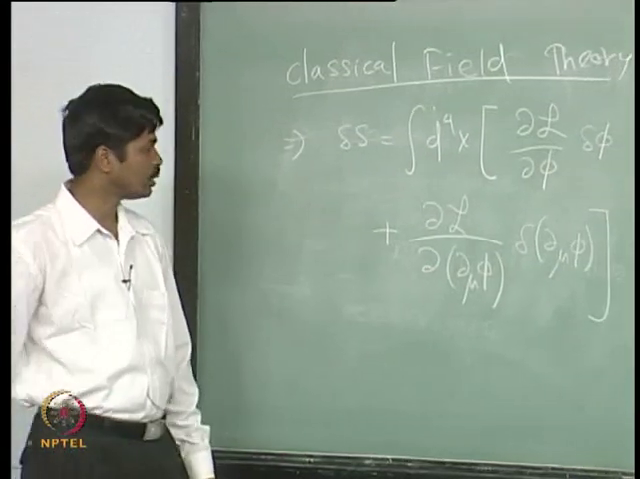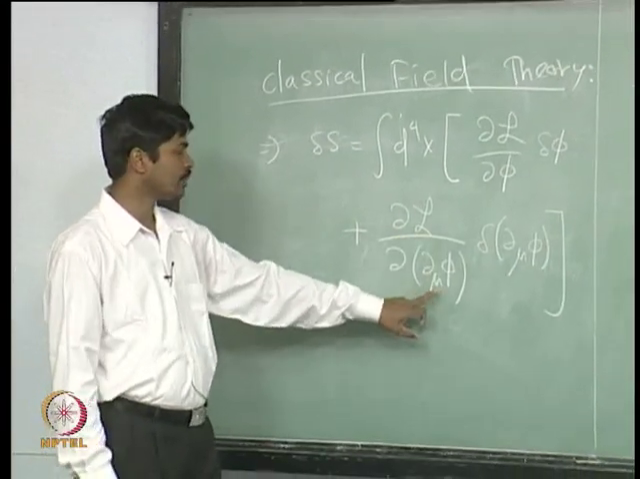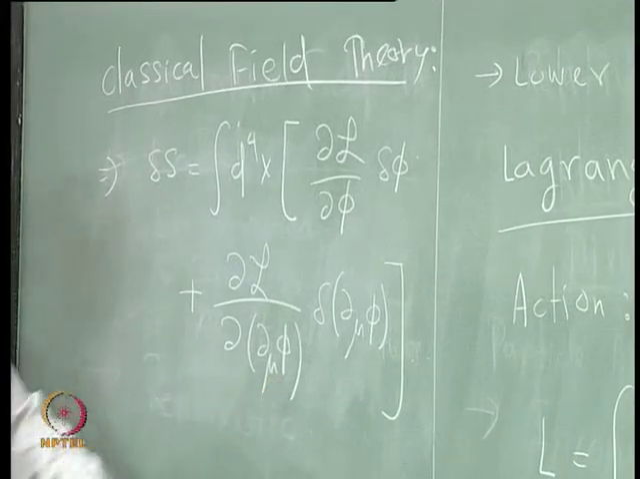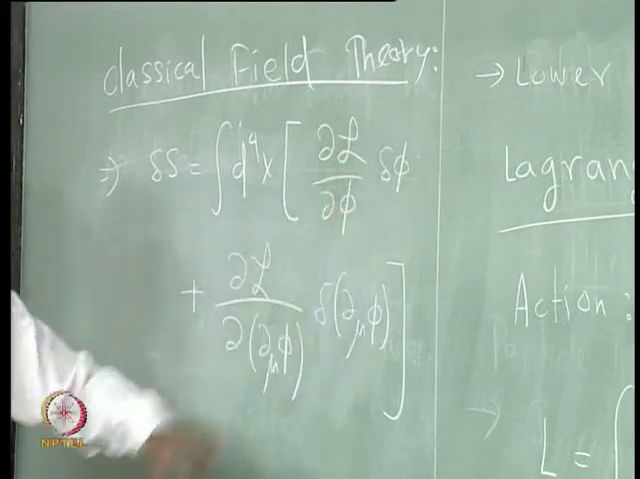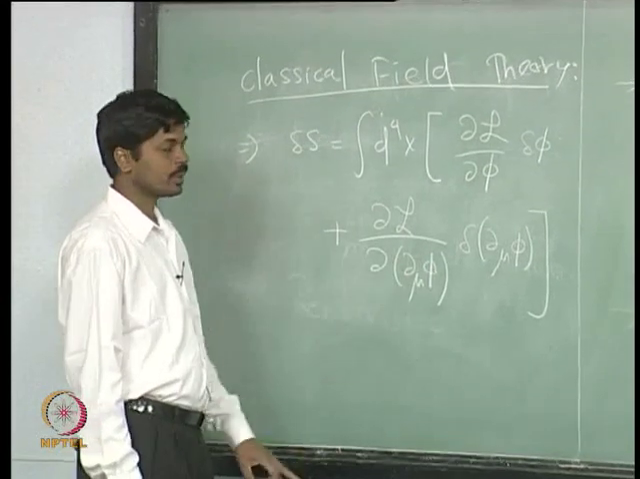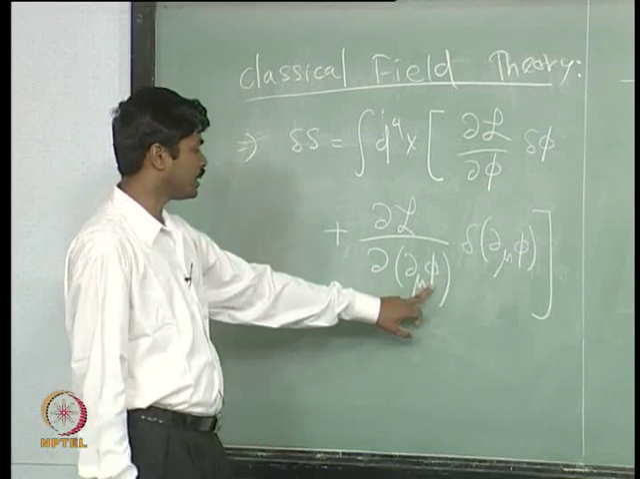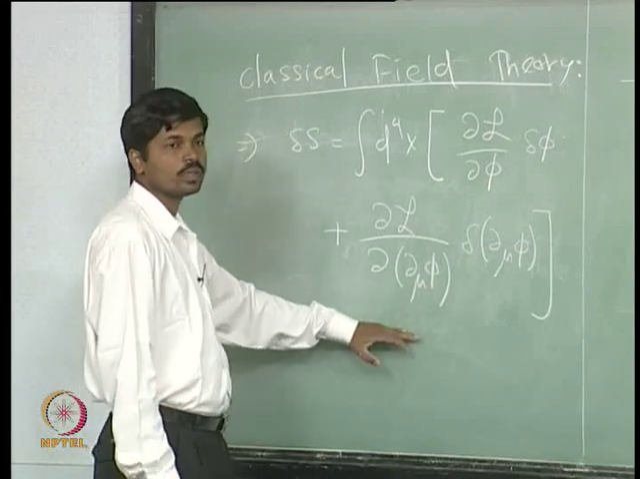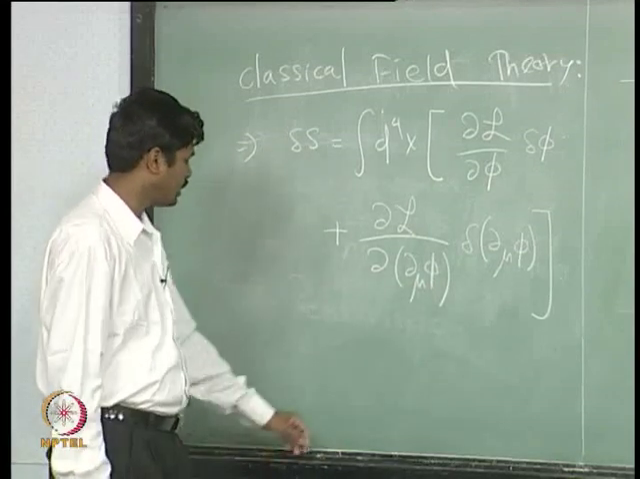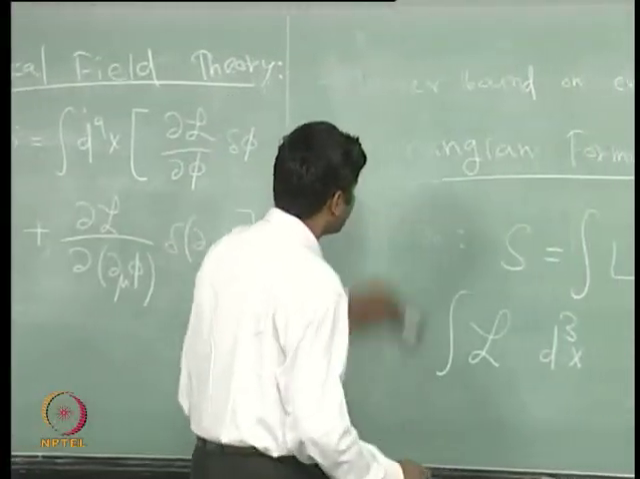Here I am assuming that the Lagrangian contains only a single derivative of the field phi, as well as it is also a function of phi. If there are multiple derivatives, for example, if the Lagrangian contains a second derivative of the field phi, then you will have one more term and so on. However, we will not consider that case at this moment.